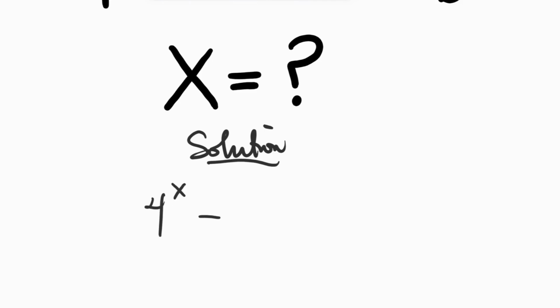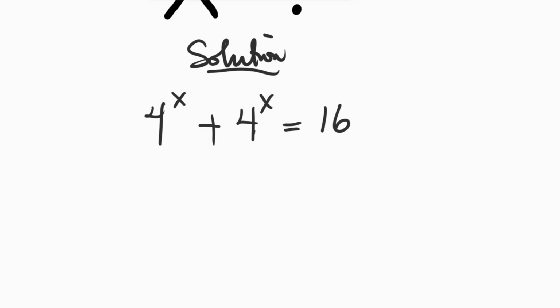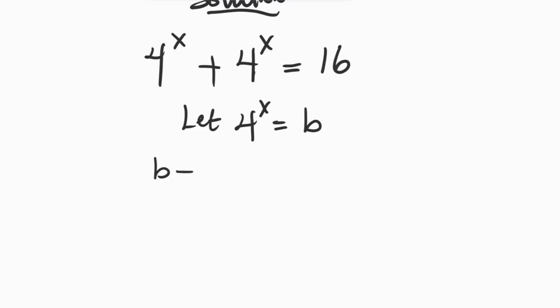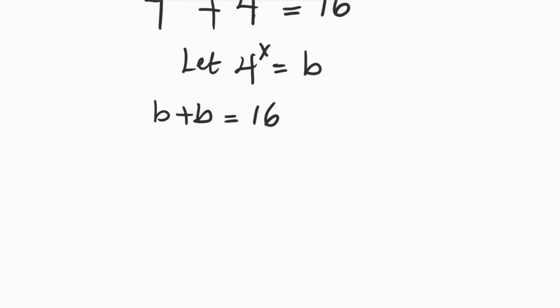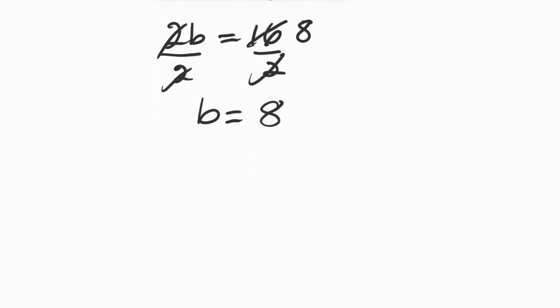So we have 4 raised to the power x plus 4 raised to the power x is equal to 16. Now, first thing we'll do is let us represent 4 raised to the power x with the variable b. So now this becomes b plus b is equal to 16. b plus b will give us 2b equals 16. And to find b, we'll divide both sides by 2. And b is now equal to 8.